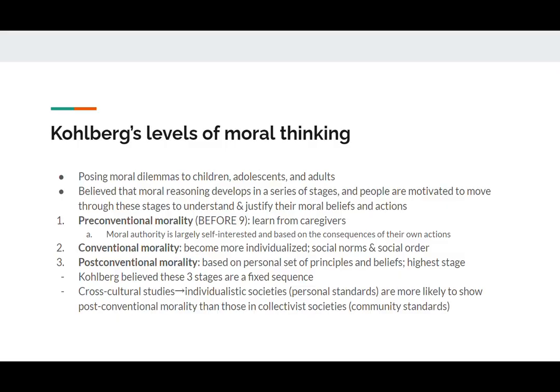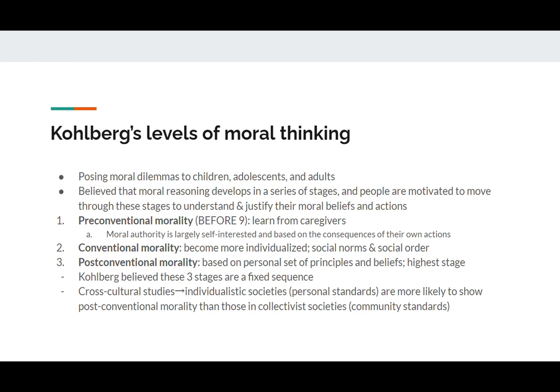First is Kohlberg's levels of moral thinking. Developmental psychologist Lawrence Kohlberg studied the development of moral reasoning by posing moral dilemmas to children, adolescents, and adults. Kohlberg believed that moral reasoning, or the way that people make decisions about what is right and wrong, develops in a series of stages, and that people are motivated to move through these stages in order to understand and justify their moral beliefs and actions.